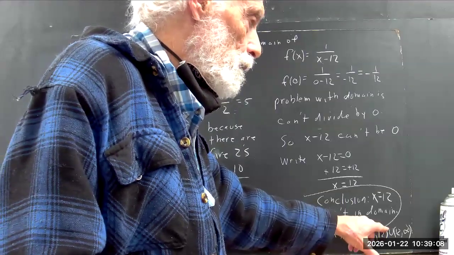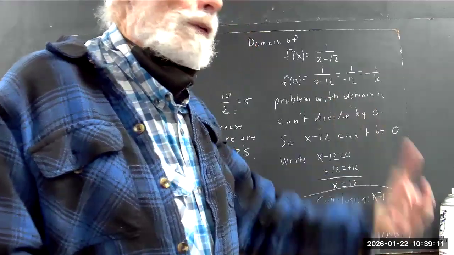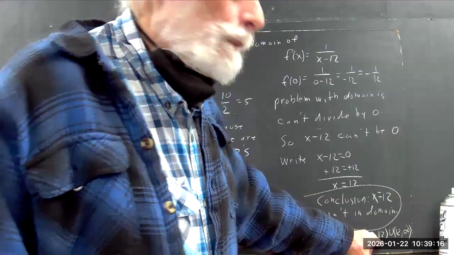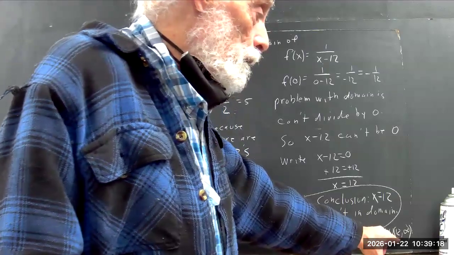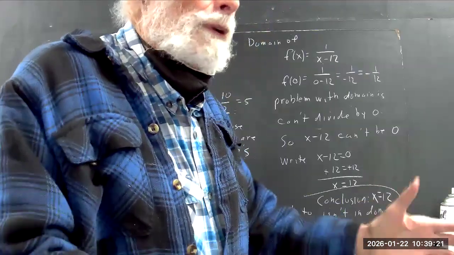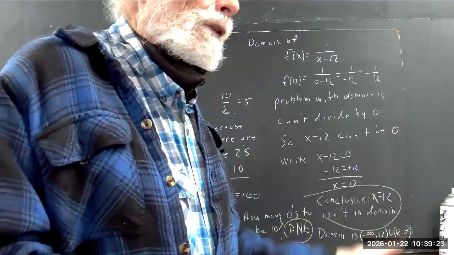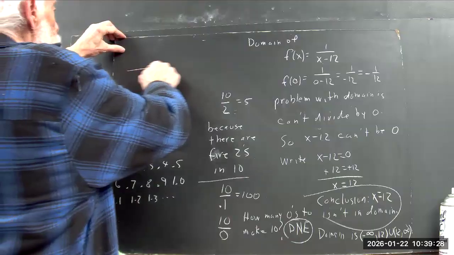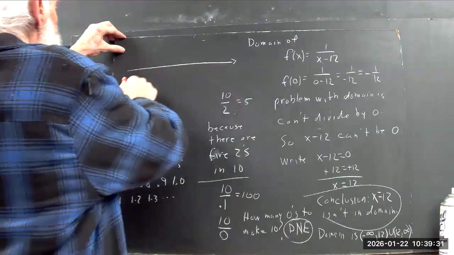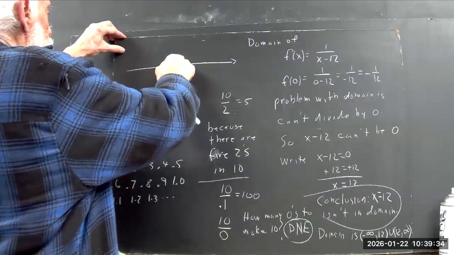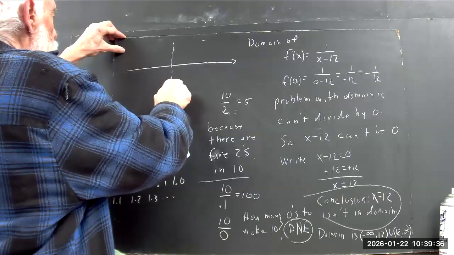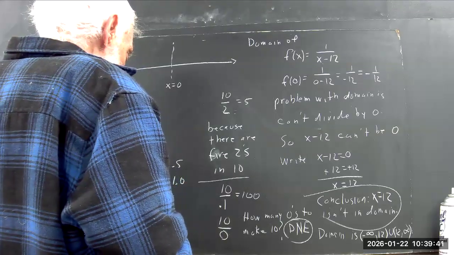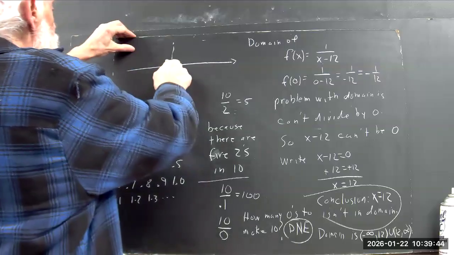And then 12, again with a parenthesis after the 12, indicating the 12 is not included. And then 12 to infinity, again with parentheses to indicate that neither 12 nor infinity is included. You draw a picture of that. Here's your number line. Here's where x equals 0.